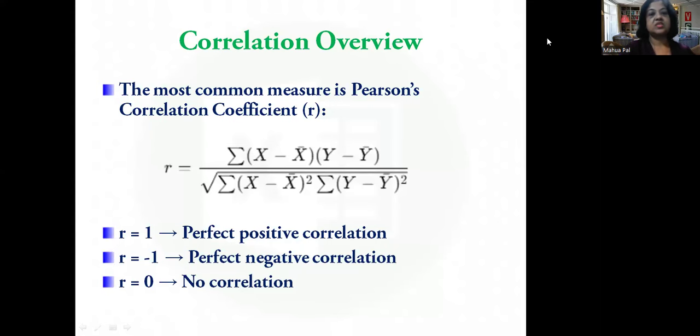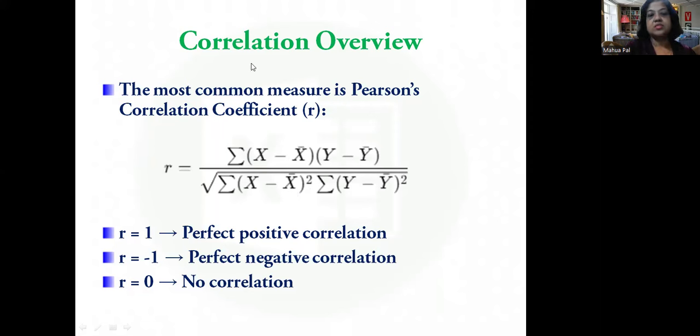To measure correlation, mostly Pearson's correlation coefficient function is used. So here, using this formula: summation of x minus x mean multiplied with y minus y mean, whole divided by root over sum of x minus x mean square multiplied with summation of y minus y mean square. The denominator helps to measure the distance between two points in the coordinate.